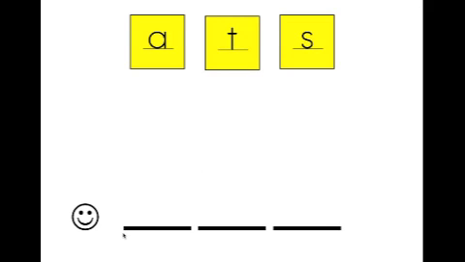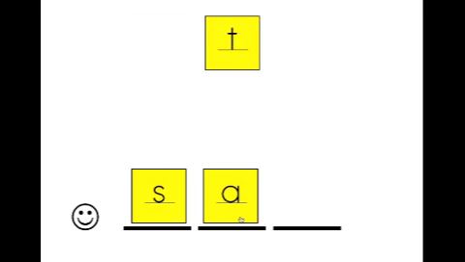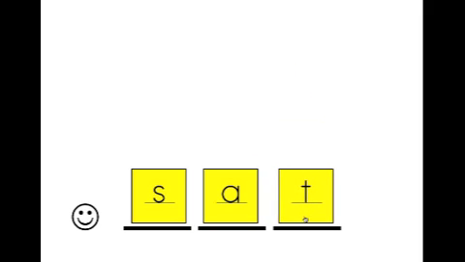What's the first sound you hear in sat? The student says /s/. Which one is /s/? This one? What's the next sound you hear in sat? The student says /ah/. Which letter? Oh, it's this one. And what's the last sound you hear in sat? The sound is /t/. Let's bring that down to the line. Great job again. We've just spelled the word sat.